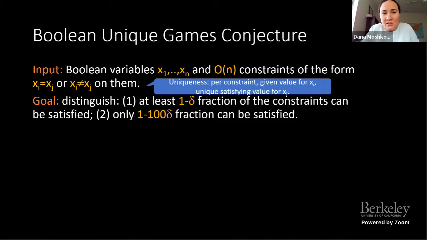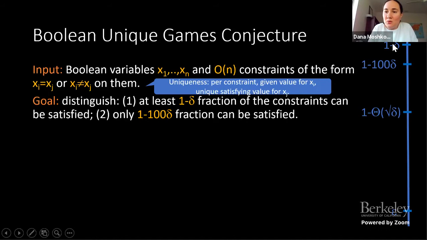Suppose that I give you a system of constraints like that, and I tell you 1 minus delta fraction of the constraints can be satisfied. Almost all of the constraints can be satisfied. Can you satisfy for me only 1 minus 100 delta fraction of the constraints, except that you need to be an efficient algorithm? You don't know what the good assignment is; find for me an assignment that does well. So this is the algorithmic question.